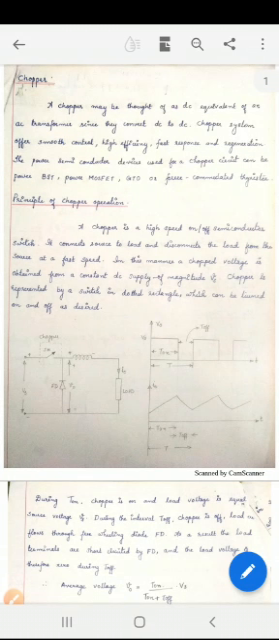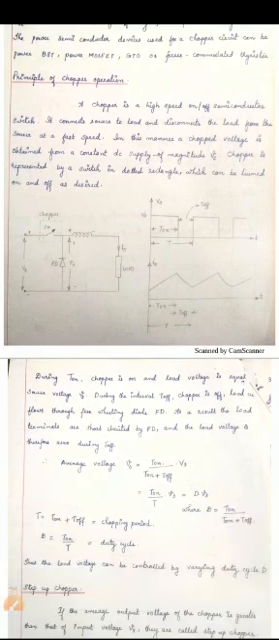Okay, chopper systems. They offer smooth control, high efficiency, fast response, and regeneration. Mostly the power semiconductor devices used in chopper circuits are power BJT, power MOSFET, GTO, or force commutated thyristors. So now we will discuss the different chopper applications or operations. Basically, there are two types of choppers: step up chopper and step down chopper.